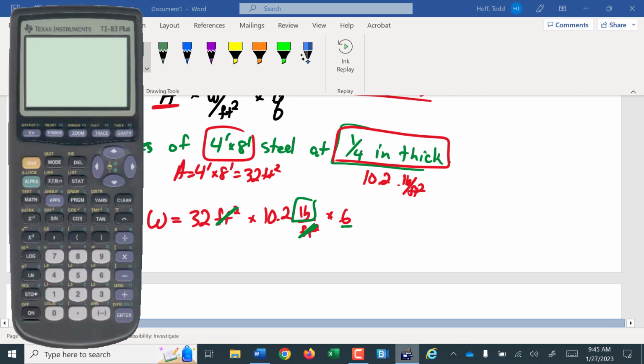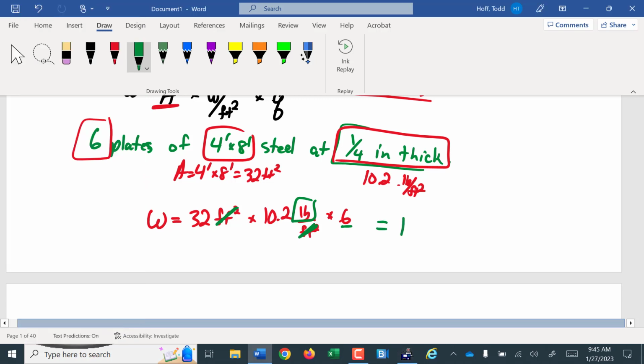My calculator will come up here. There we go. That sounds good. Yeah, 1958.4. Perfect. Any questions on that?